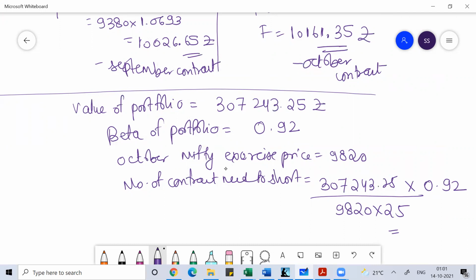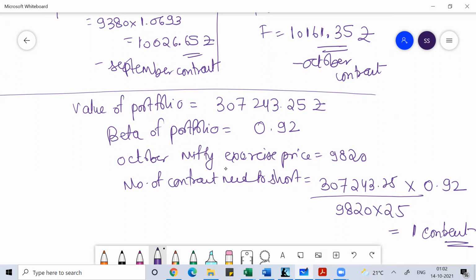So if I use a calculator to find this value, 307,243.25 into 0.92, divided by 9820, divided by 25. So you get 1.15. You can say one contract, roughly. So he should take a short position on one contract.